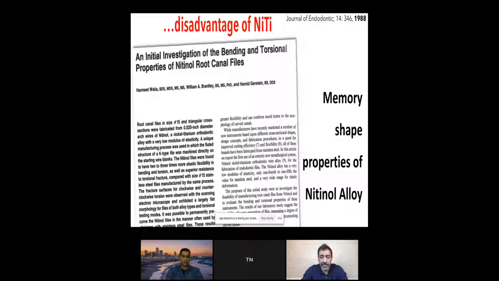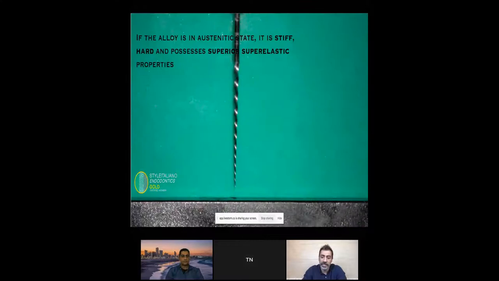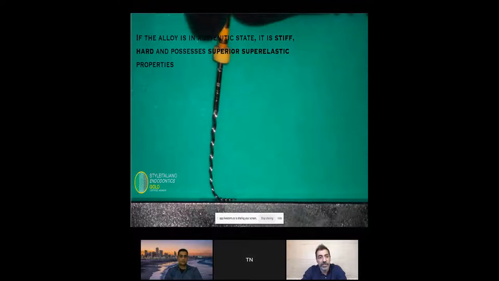But they had the tendency in high caliber files to reposition to the original trajectory and make some errors during the shaping. So what was the problem and how were we able to deal with it, how to evolve these nickel titanium files? So this is a classic first generation nitide file.